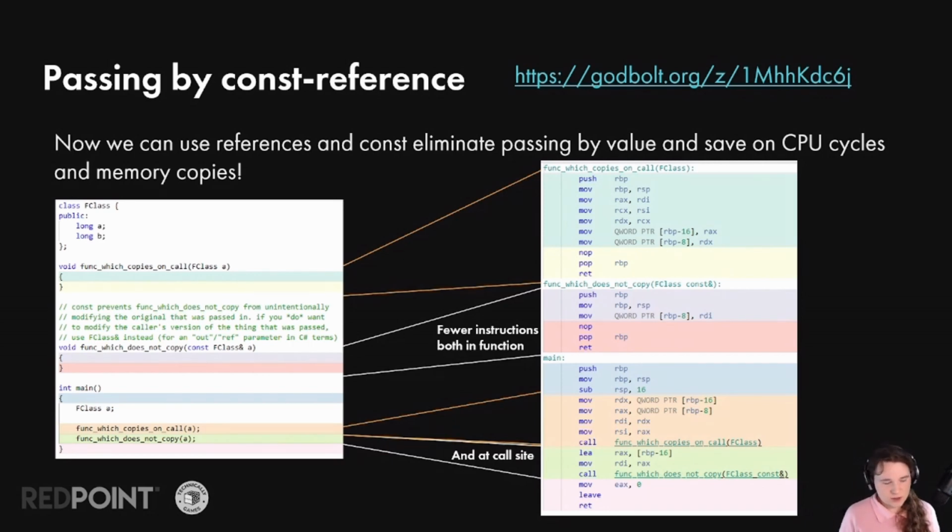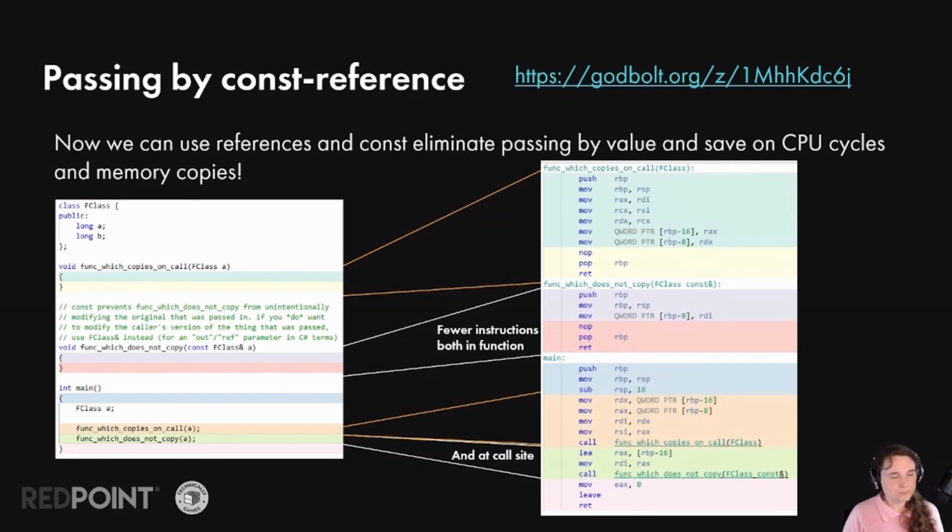If we look at this function which copies on call, it just takes an F class A. This has the semantic that when you pass an F class into this function call, it will make a copy of that instance because the function is going to operate on a copy, right? And you can see we've got all those move instructions that are all about allocating enough space for the copy and doing all the copying. Actually, the copy that's relevant is probably the orange that you see lower down right before the function is called.